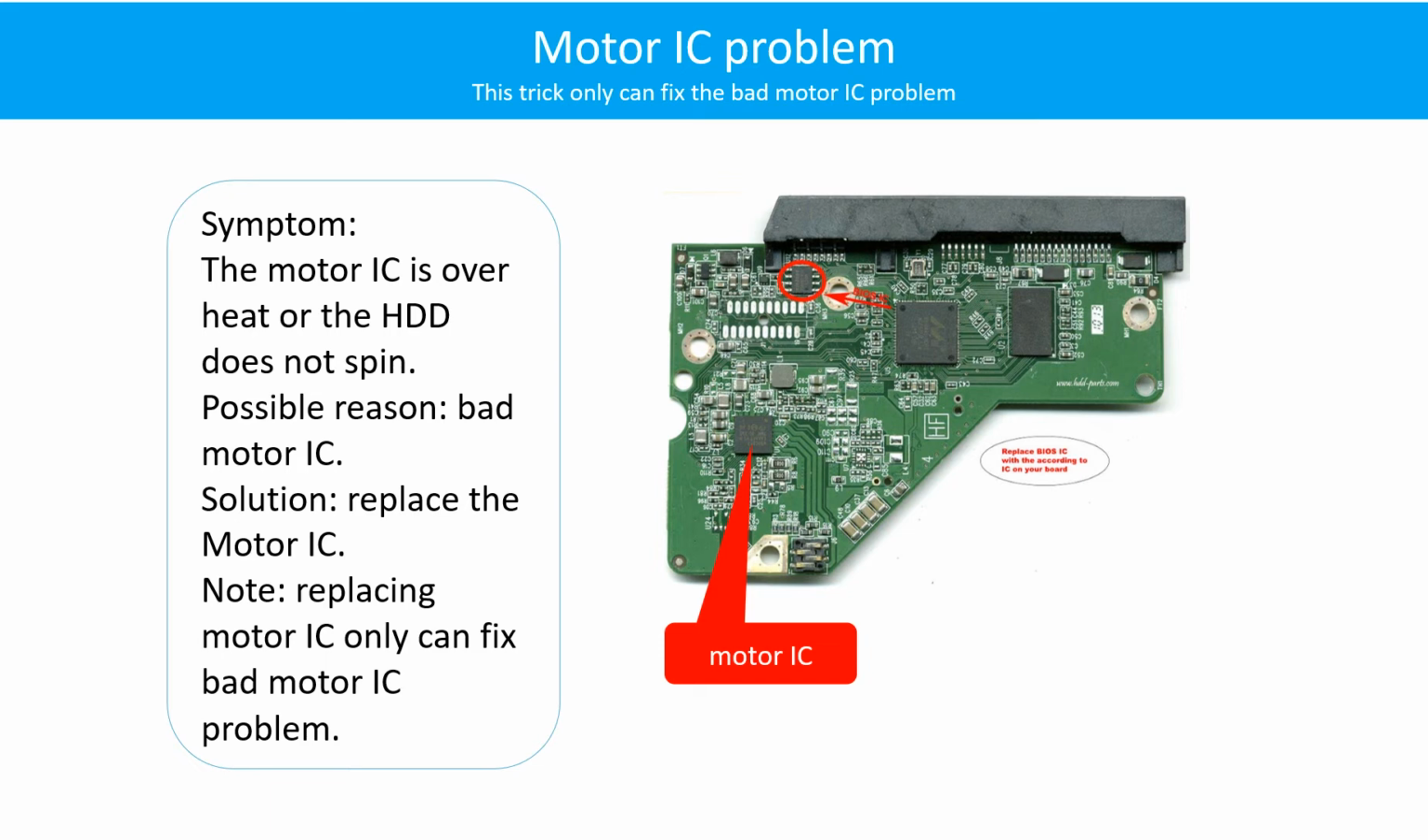Motor IC problem. Symptom: the motor IC is overheating or the hard drive does not spin. Possible reason: the motor IC is bad. Solution: replace the motor IC. Note: replacing the motor IC only fixes the bad motor IC problem. If another part of the hard drive PCB has a problem or the hard drive itself has a problem, replacing the motor IC will not help.